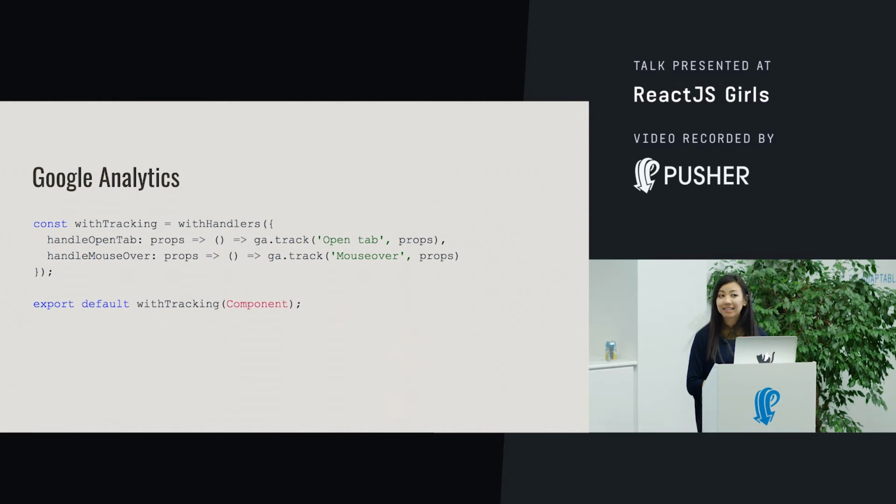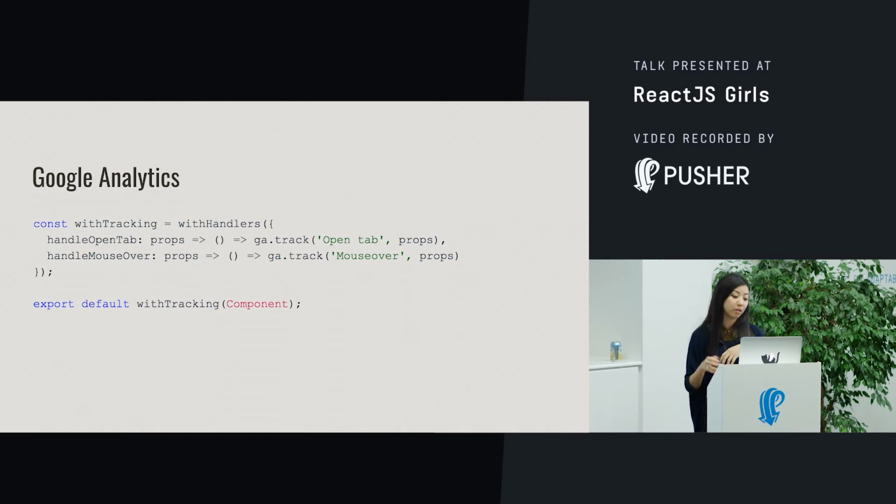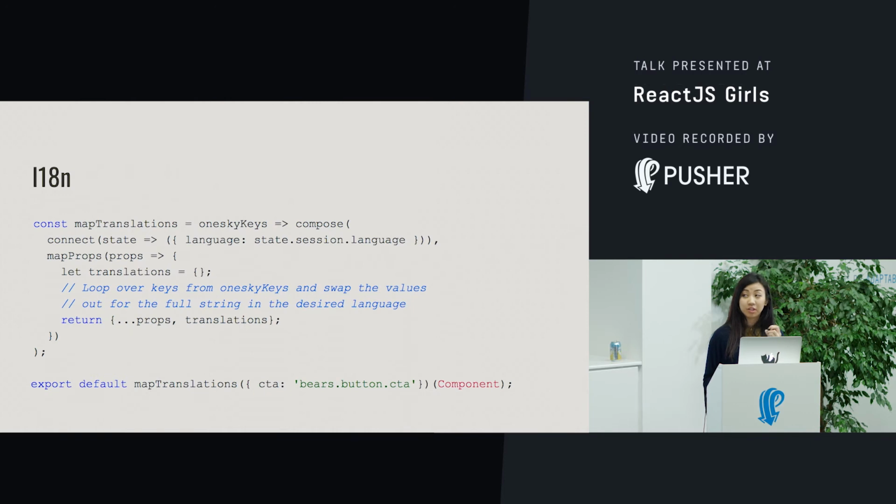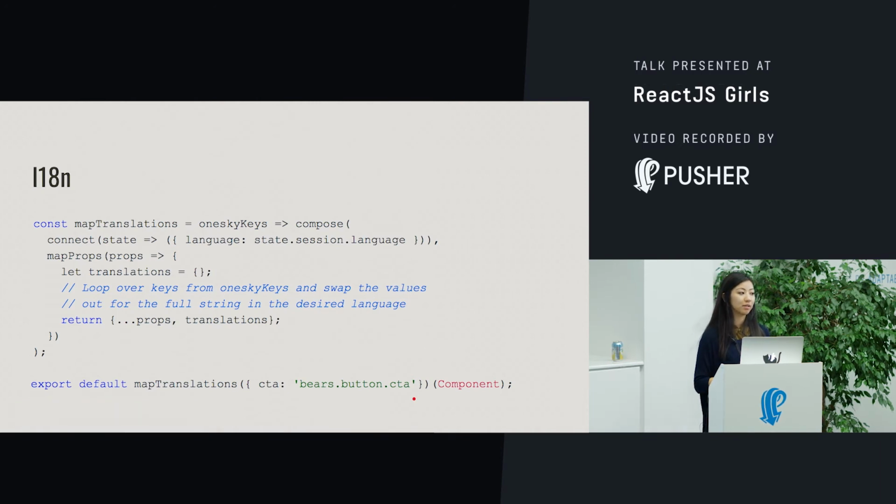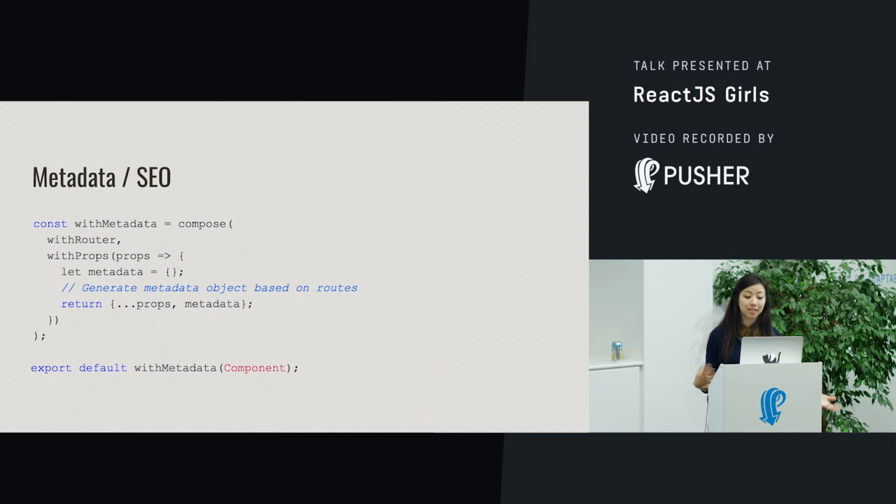We can use it for Google Analytics. So if you've got event tracking on button clicks, you can separate that as a concern and just have a Google Analytics higher order component. You can use it for internationalization. So we use a service called OneSky that holds a bunch of keys like bears.button.cta, and then we pass it a language, and then the service OneSky will give us the translated string in that particular language. You can use a higher order component to map the key with the string and then pass it to the component. You can use it to create metadata.